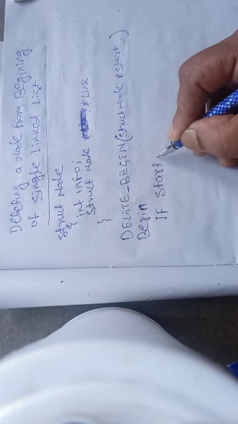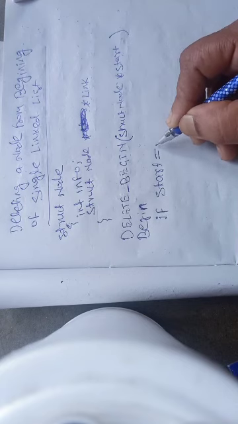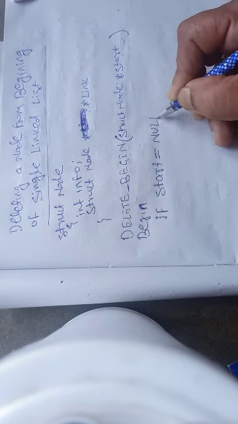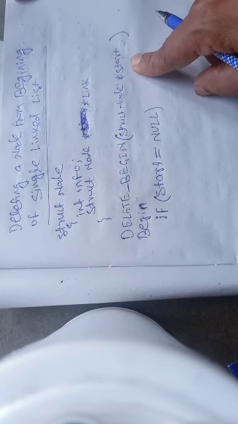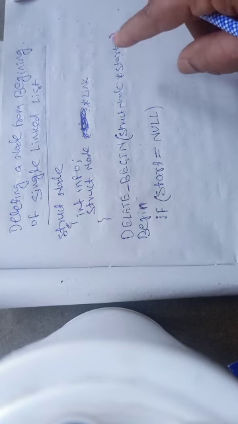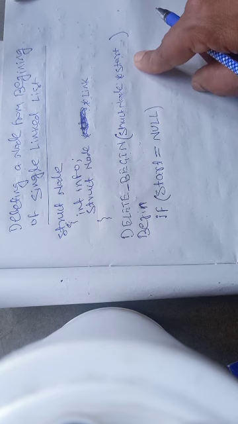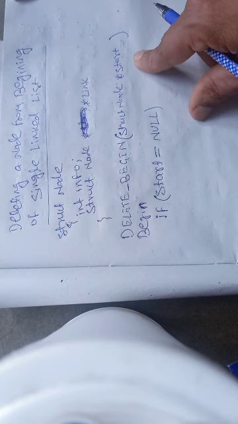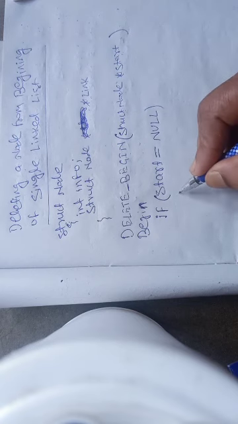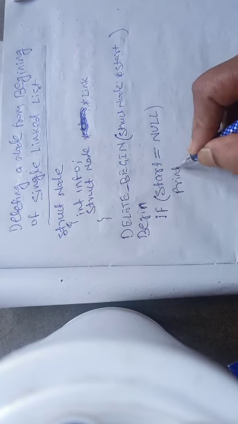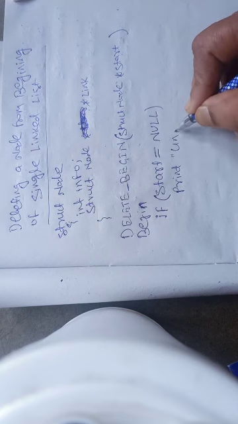if start equals null. So the variable start, which contains the address of the first node, if it itself is a null, then there are no nodes in the list, so we cannot remove anything. So I can now say print underflow.